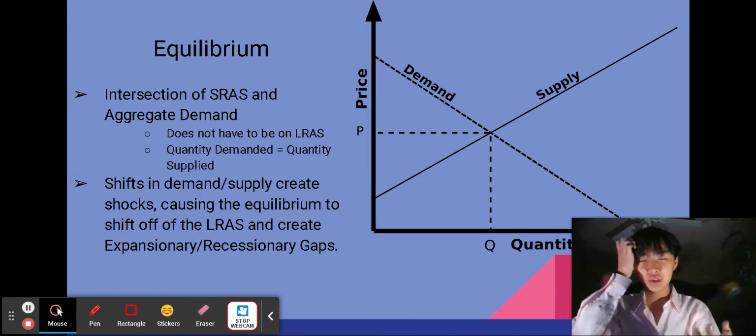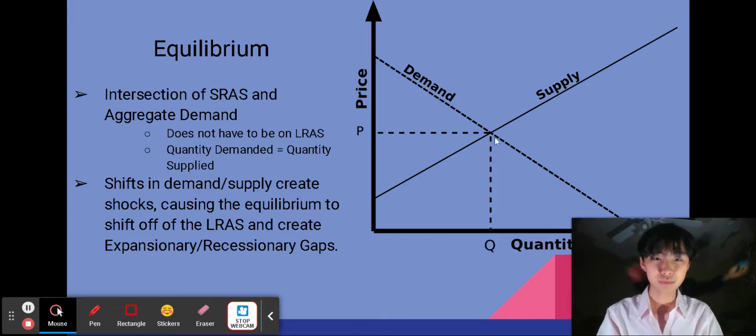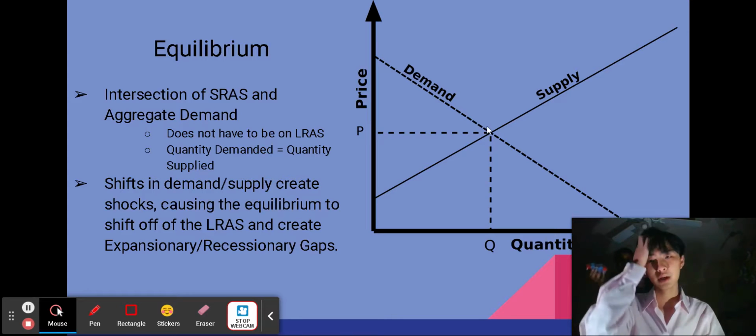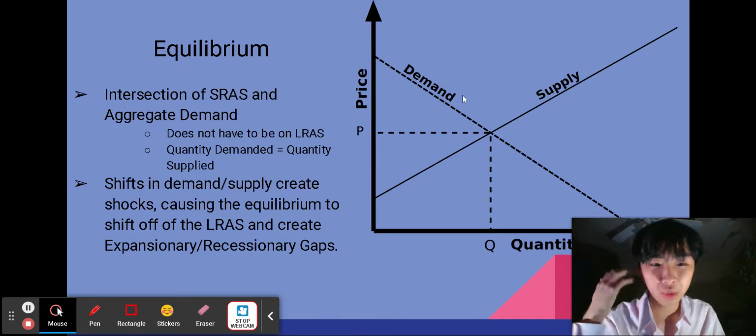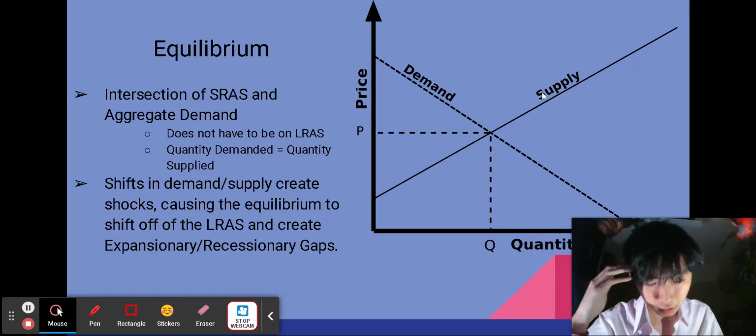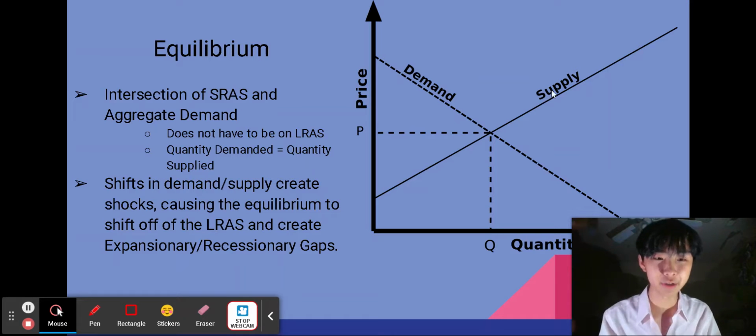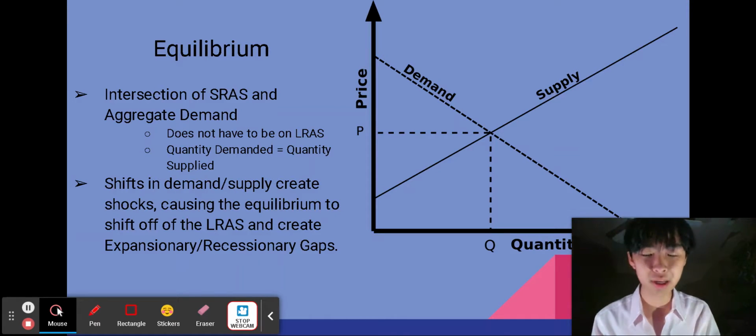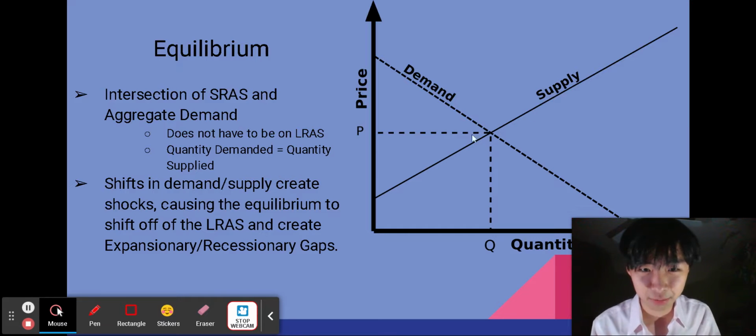Anyways, as a review, equilibrium, for example, if demand is greater than the supply, then you'll have a shortage of goods. However, if the supply is greater than the demand, you'll actually have a surplus of goods, which you do not want either. You want it to be right in the middle, right here, where they meet perfectly.